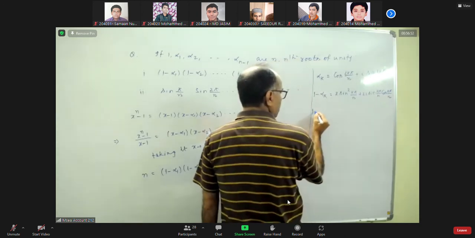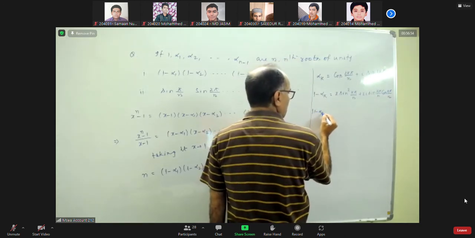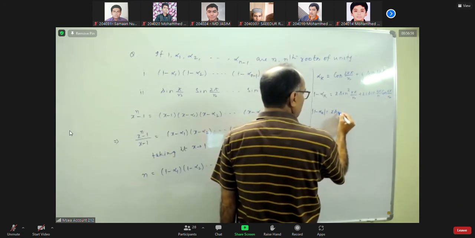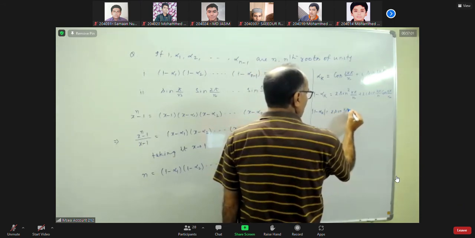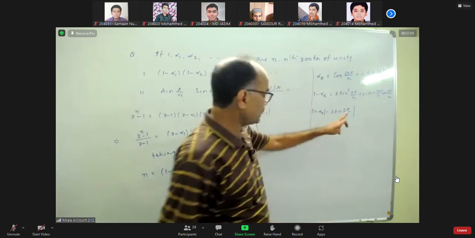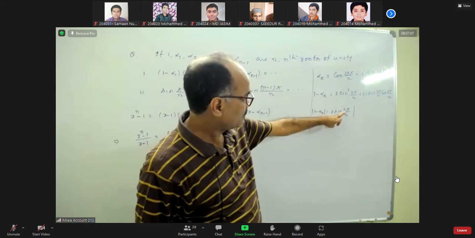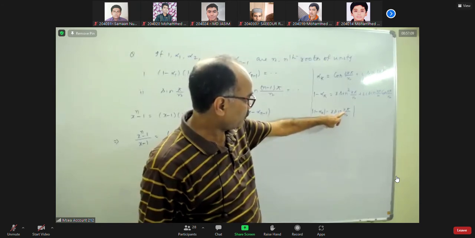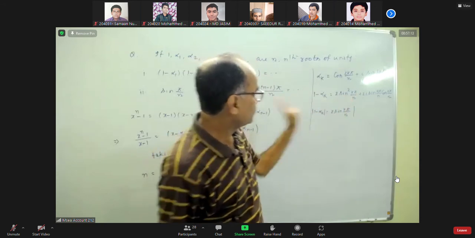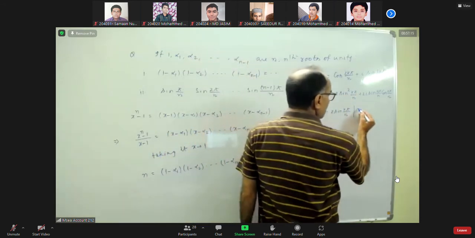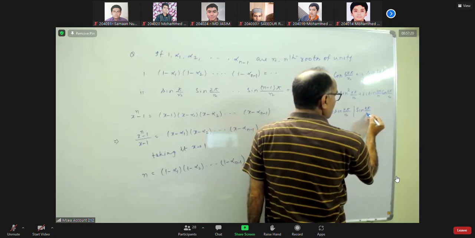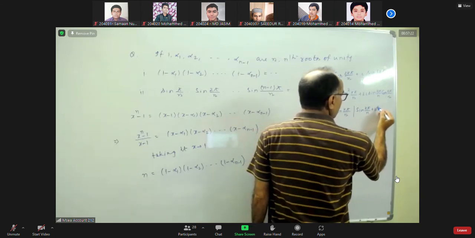Mode of 1 minus alpha k. 2 sin k pi by n outside. This angle, k is 1 to n minus 1, so angle is in between 0 to pi. So this will be positive. If you take outside mode, sin k pi by n plus I cos k pi by n.